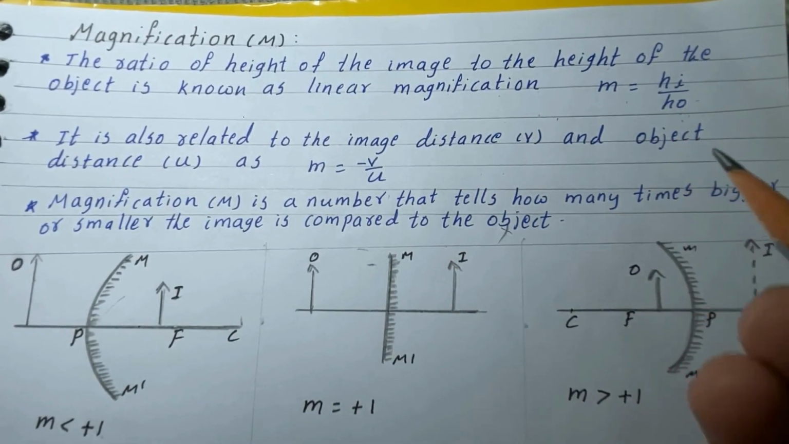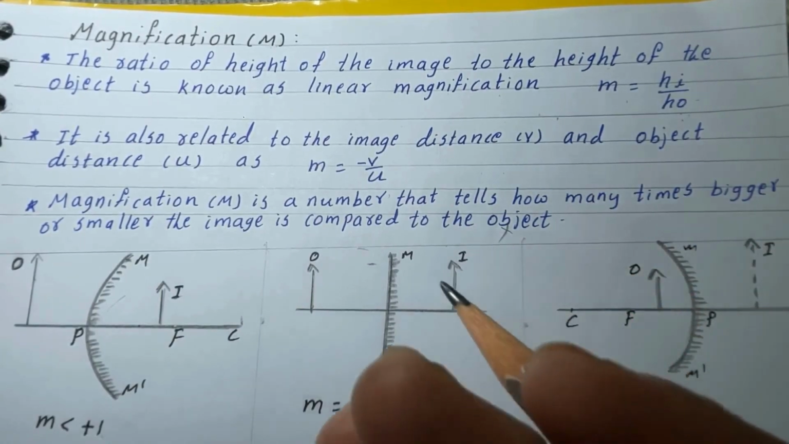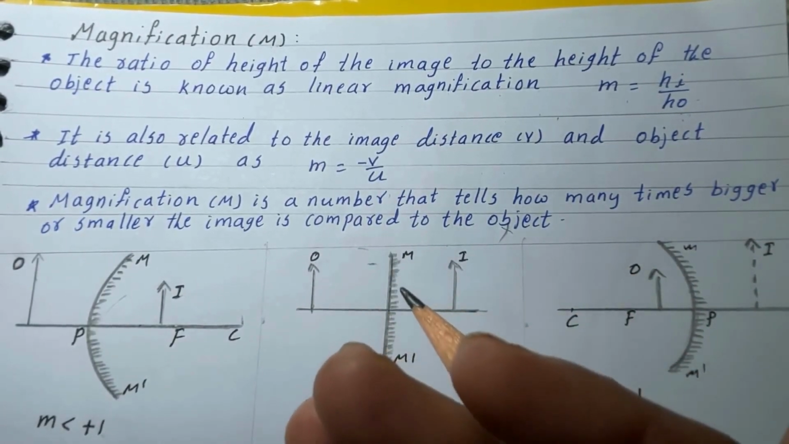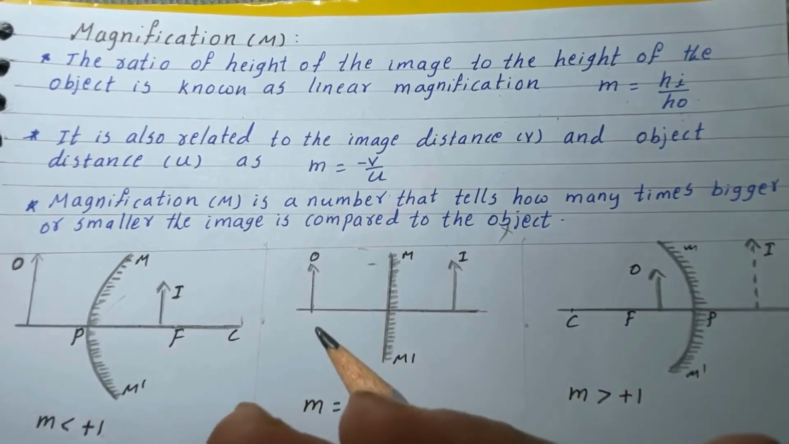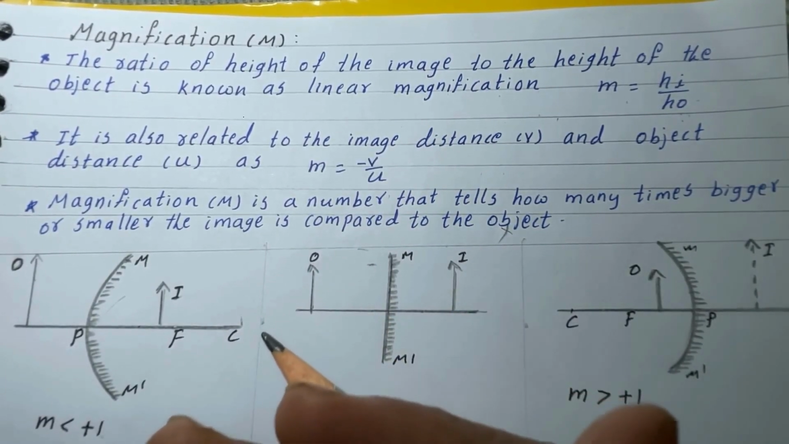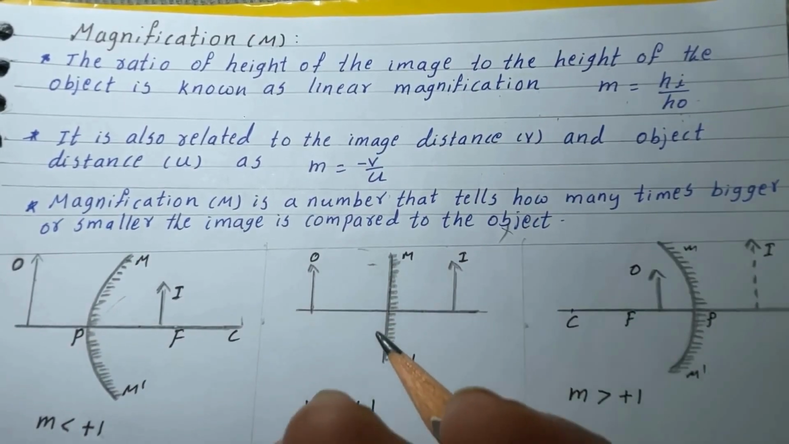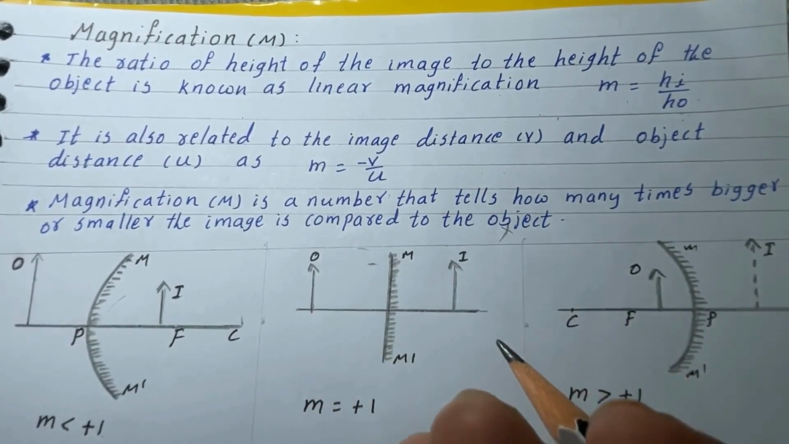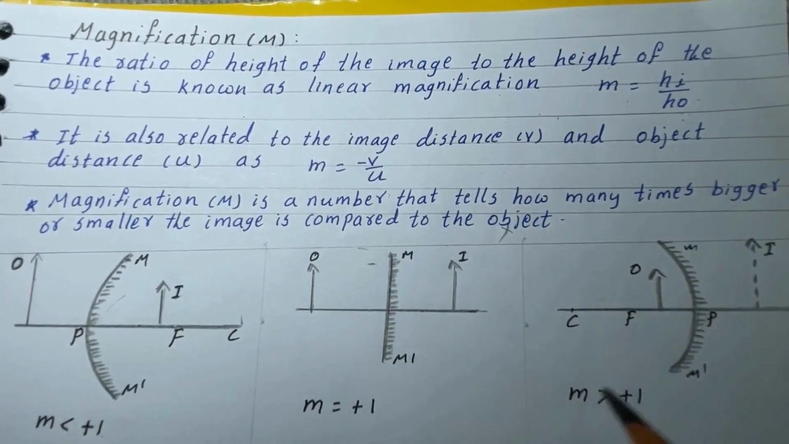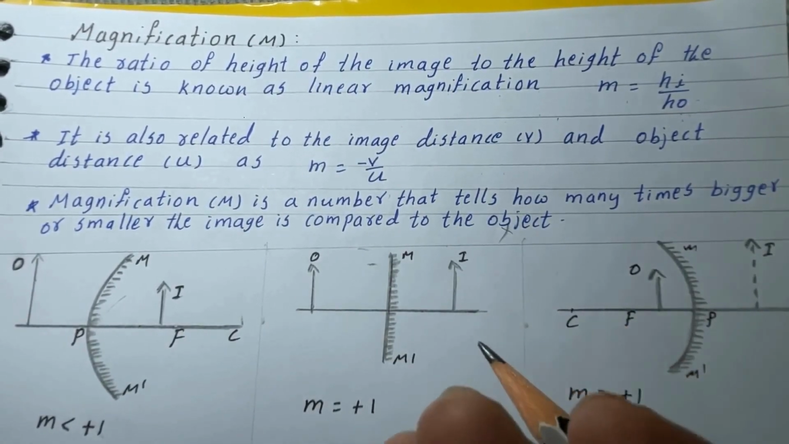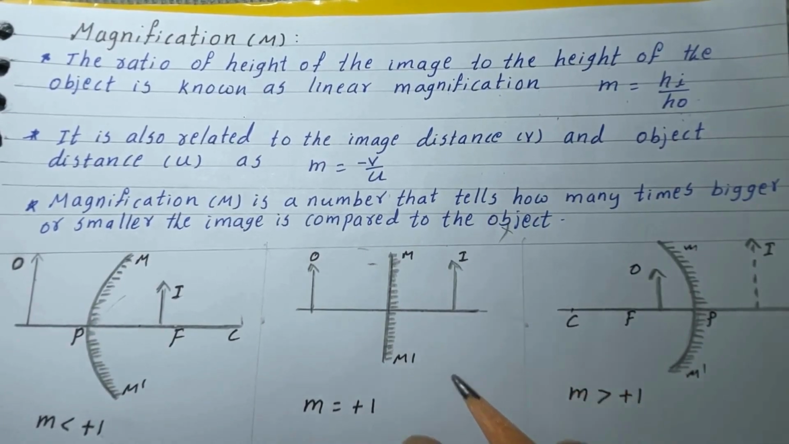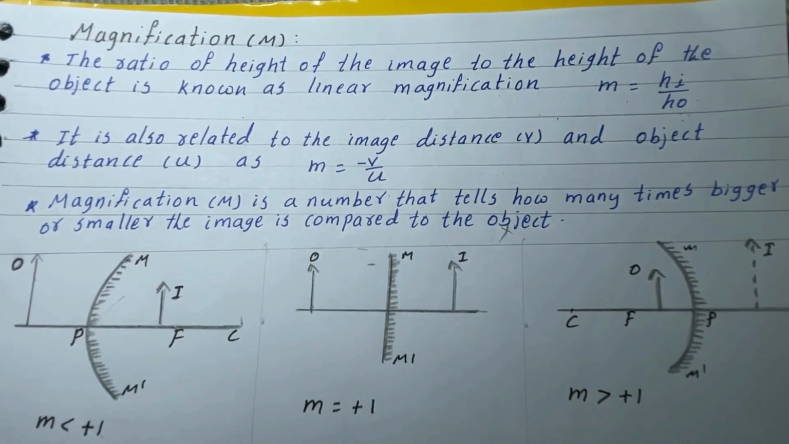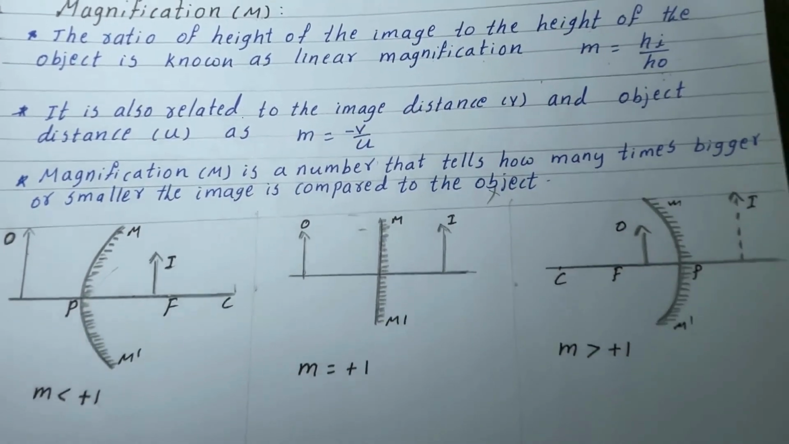Suppose image size is less than that of the object size, then magnification is less than 1, and if image size is equal to the object size, then magnification is equal to 1. If image size is larger than the object size, then magnification is greater than 1. Here let me see some situations.